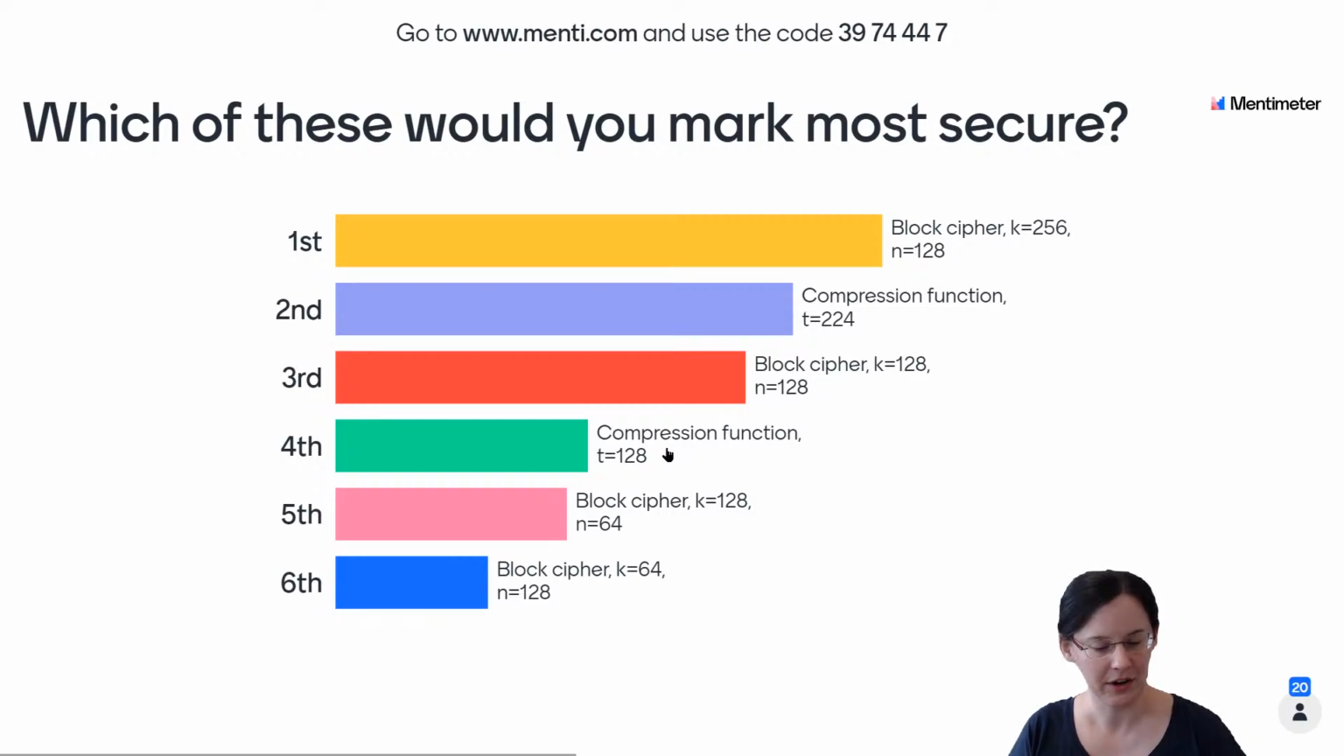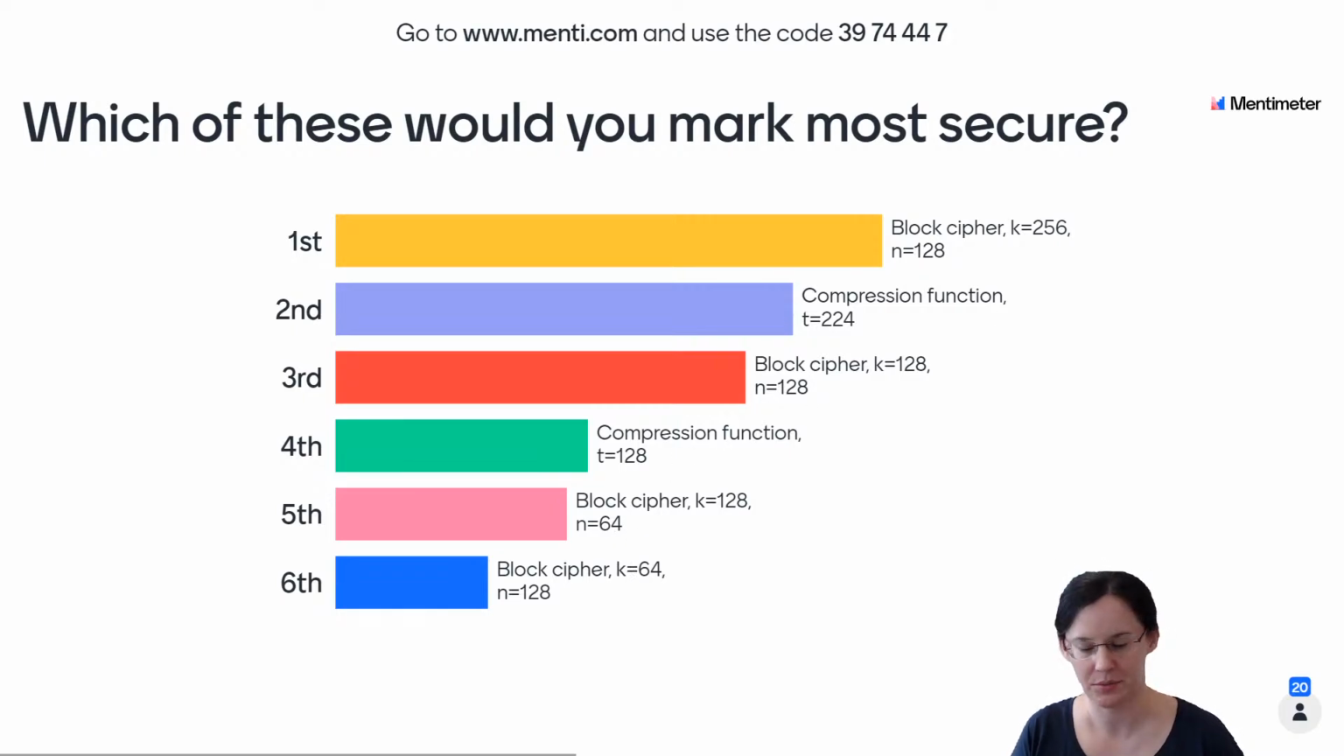A similar argument also holds for these two here. This compression function has 64-bit security, whereas this one has 128-bit against key recovery, but approximately 64 against other attacks that are, however, more costly because they require queries. So these two should also be swapped here. Between this compression function and this block cipher, I would say it's a tie, so they should end up on the last two spots. Okay, thanks for your inputs.